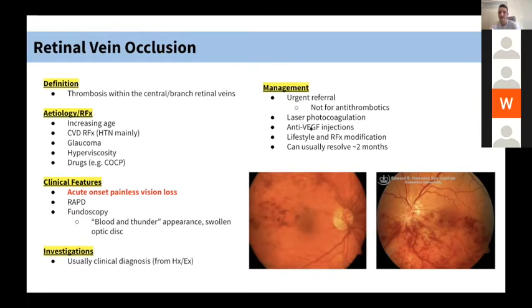Laser photocoagulation. You can also give anti-VEGF injections for the future. So these are injections with a drug that can reduce the production of new blood vessels, and pretty much just lifestyle and risk factor modification.